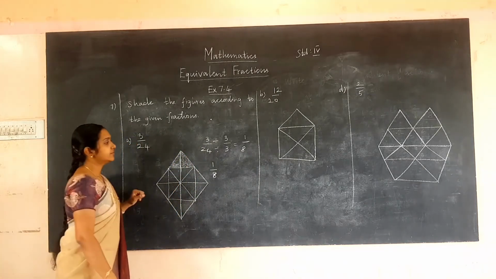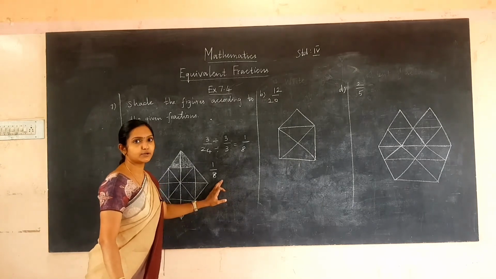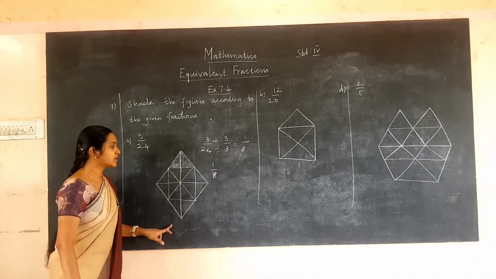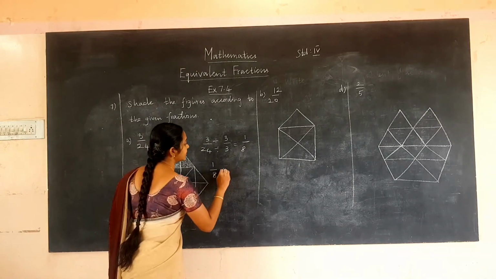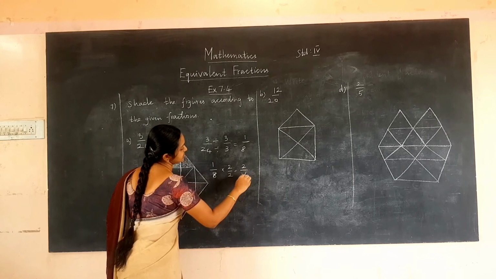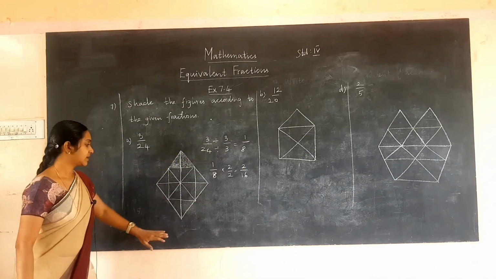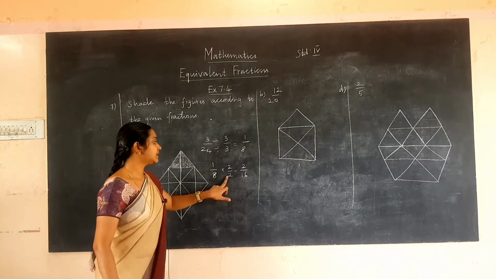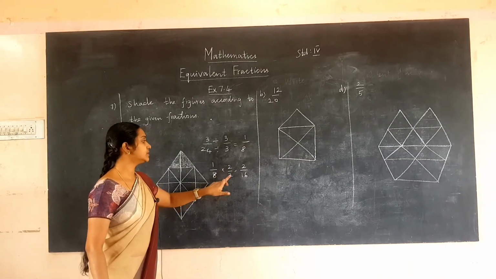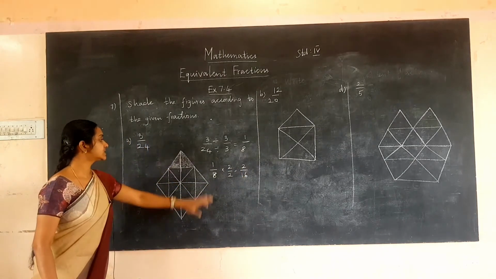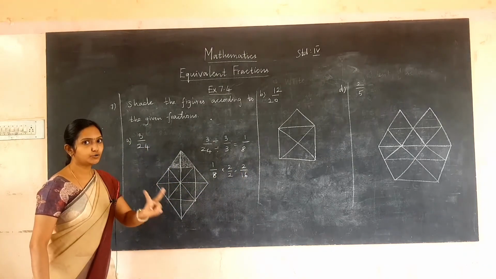We have reduced the fraction to 1 by 8. But here we are having 16 parts. So, we should multiply it by 2 to get 16. So, it is 2 by 16. Here, the total parts are 16, so I am multiplying with 2. 8 into 2 is 16. 1 into 2 is 2. So, out of 16 parts, we must shade 2 parts.